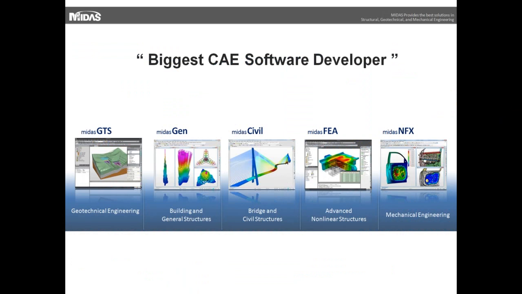Okay, and then for those of you who aren't familiar with the other Midas programs or the other suites that are available, we currently have a program called Midas GTS for geotechnical engineering, Midas Gen for building and general structures. Midas Civil, which is what we're going over today, is specifically for bridge structures. I'll go over some of the unique features of Midas Civil as we go over the presentation. Then we also have Midas FEA, short for finite element analysis, which is for advanced nonlinear structures. This is a higher end finite element analysis tool for very detailed modeling. And of course, we have Midas NFX for mechanical engineering.